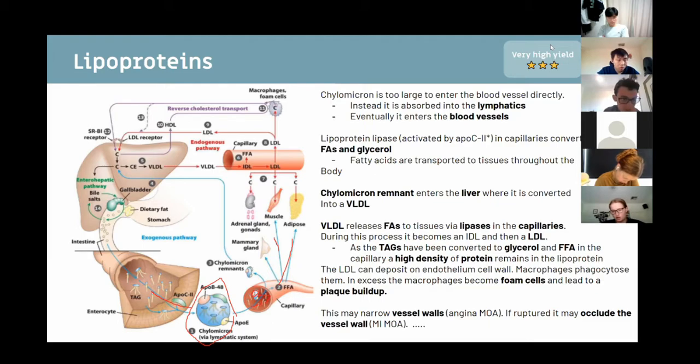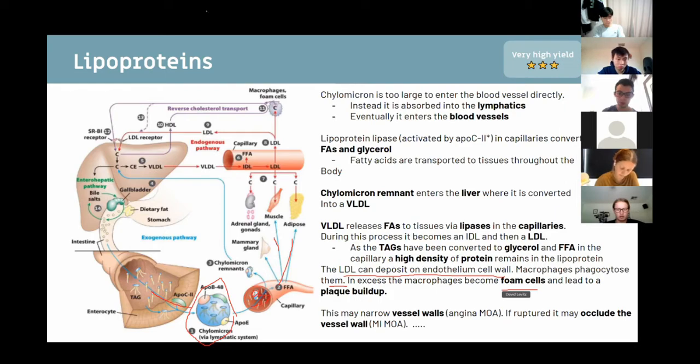It's recycled. You can see VLDL is made. The VLDL becomes IDL as it releases free fatty acids. IDL becomes LDL. LDL becomes foam cells. It doesn't, actually. LDL deposits on the endothelium cell wall. Then macrophages in your cell wall will phagocytose them. Eventually, the macrophages are saturated with them and they become foam cells.